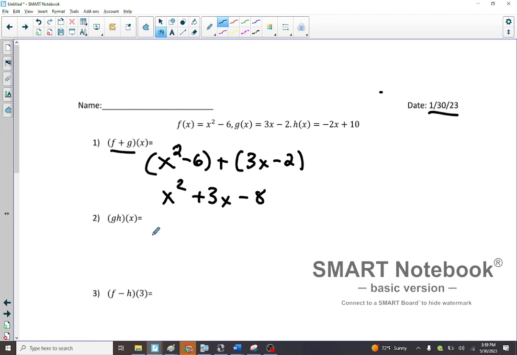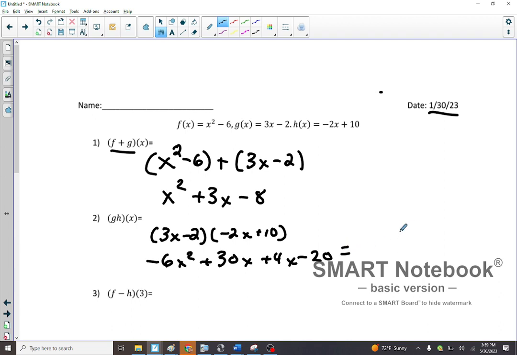So then number 2, it's g times h. So g times h, we just put them next to each other: 3x minus 2 times my h equation, which is negative 2x plus 10. Remember, you have to actually FOIL here, not just combine like terms. Negative 6x squared plus 30x plus 4x minus 20, which we could simplify to negative 6x squared plus 34x minus 20. Since it's going to be multiple choice, I probably won't factor.